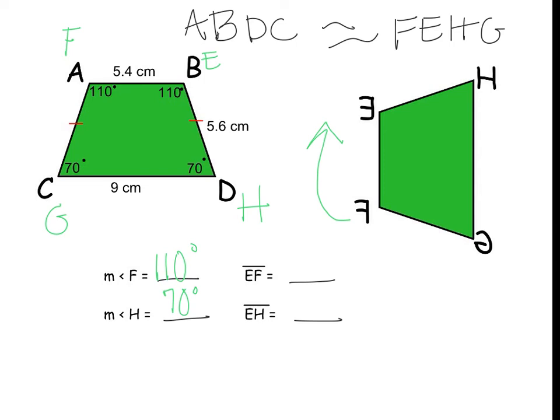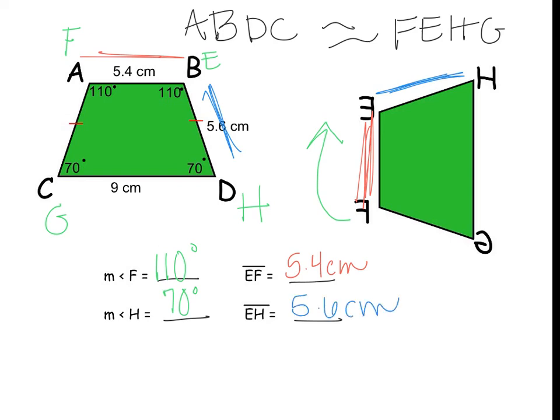Now let's look at side EF. EF would line up here with AB, so the size of EF is 5.4 centimeters. EH would line up with side BD, so it has a measure of 5.6 centimeters. Congruent polygons have the same side lengths and the same angle measures.